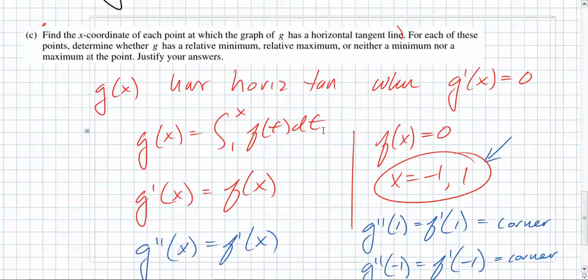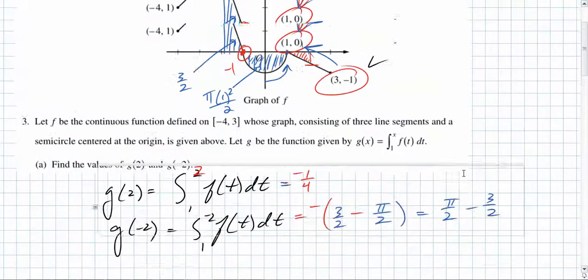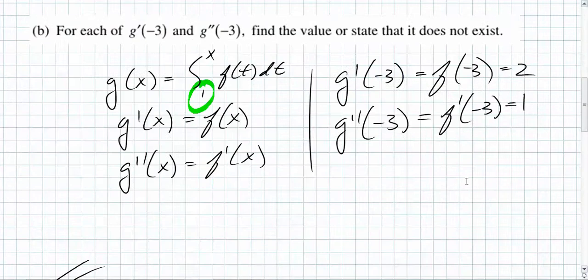What do you think the answer is to this? Okay, the question is asking for each of these points to determine whether g has a relative minimum, maximum, or neither at each point. So what do we think? Neither at both. How confident? Our analysis is incorrect. If you try to find the derivative at -1 and at 1, what happens? Bad things.